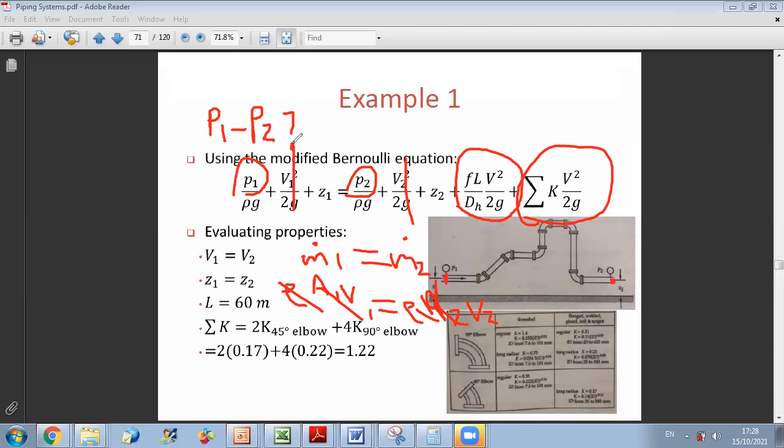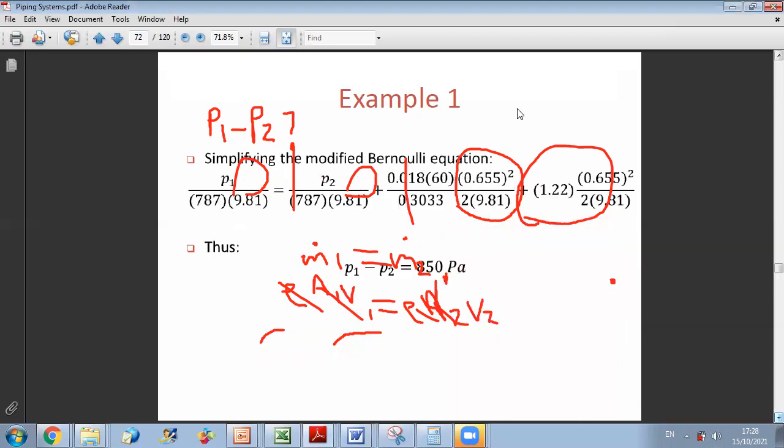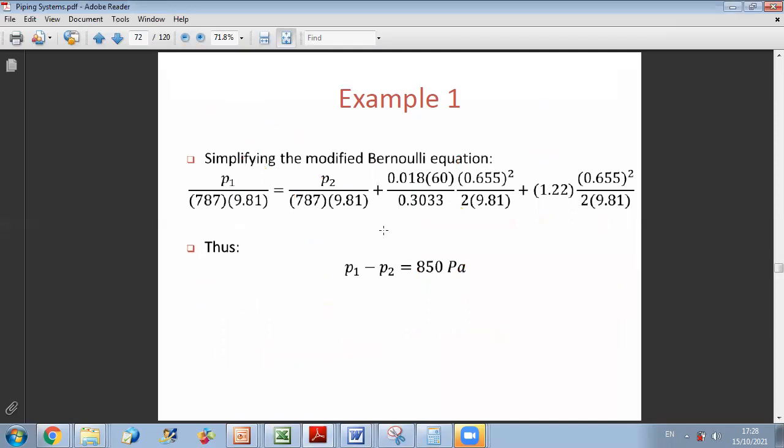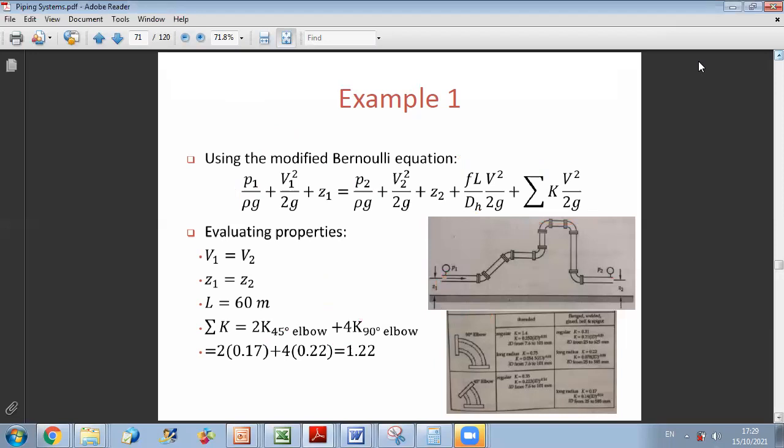Now, concerning minor losses, we already determined K45 is 0.17 and K90 degrees is 0.22, so we can just replace. After numerical replacement, we end up with the following relation, okay? As you can see here, the only unknown, since we said P1 and P2 are not needed, is the friction factor F. We should find the friction factor F, okay?